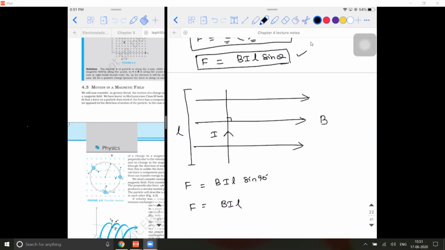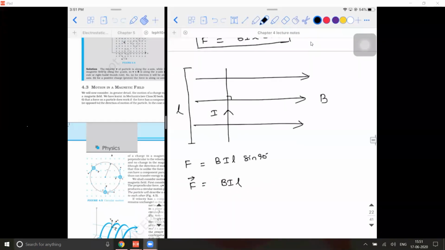So this will be B into I into L. Now if I ask you what is the direction, if I put it as a vector, what will you say? J cap. So how did you get that? You need to do L cross B, right? L is what direction? J cap. What is the direction of B vector? I cap. So what is J cross I? Minus K cap. It is away from you. Minus K cap is the answer. This is what vectors are telling us.